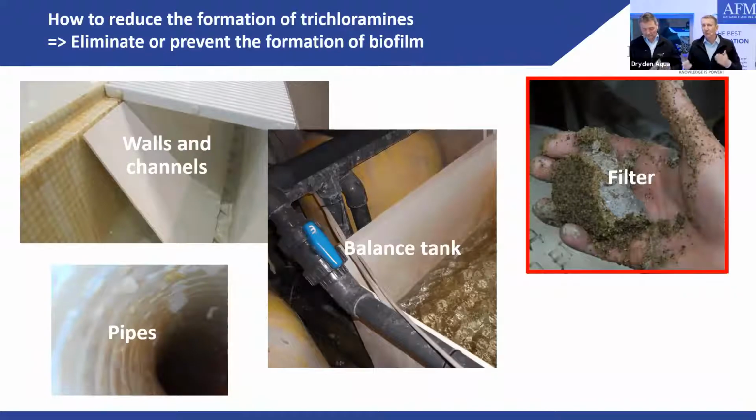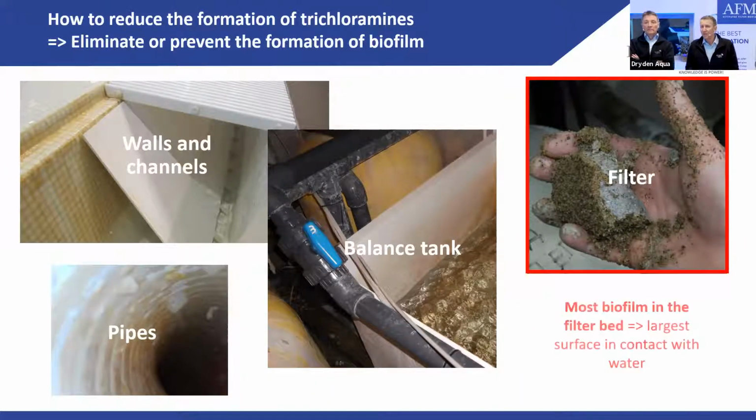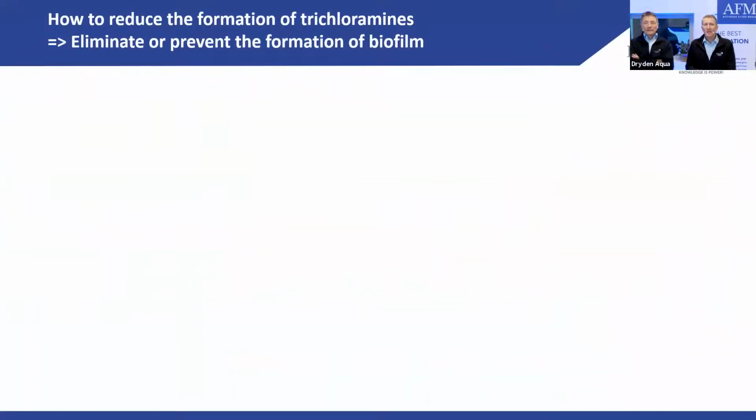You really have two options, right? You can either eliminate them, or you could prevent the formation of biofilm, because you cannot completely eliminate it. You have walls, channels, pipes, balance tanks, but really, as we learned, the biggest surface is the filter. And if we can eliminate the biofilm in the filter, we can eliminate the largest surface where biofilm is being formed. Okay, that's clear, I think.